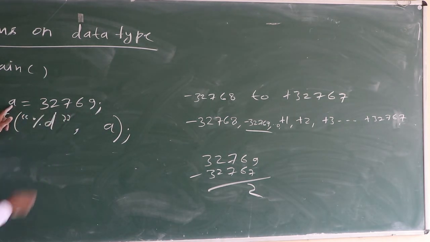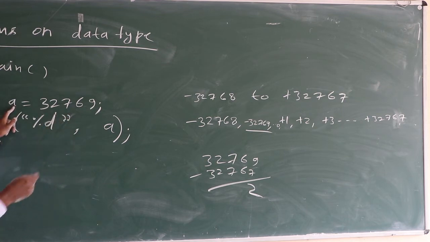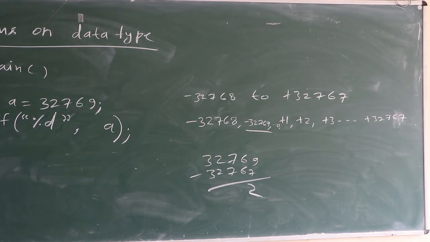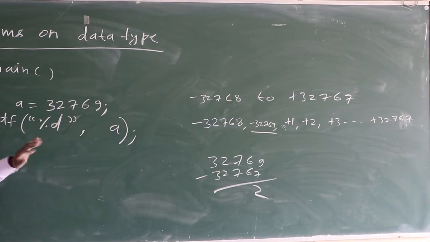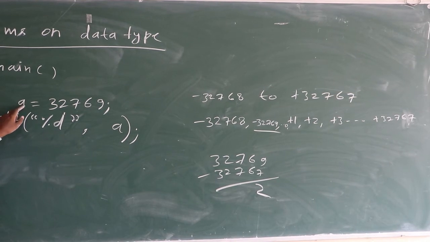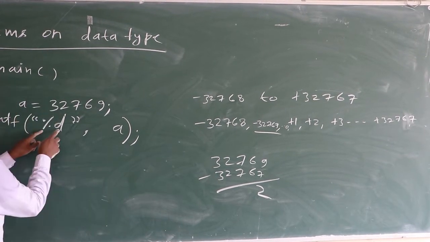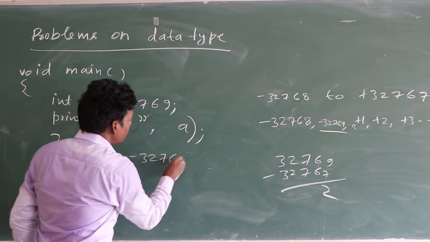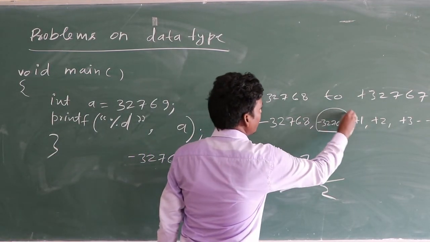So A gets not 32769, but A will get -32767. That is the reduced value. The compiler will reduce it. So this is the reduced value which variable A is getting. So when %d prints A, the output will be -32767, because we are finally here.